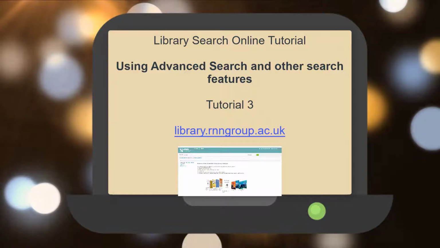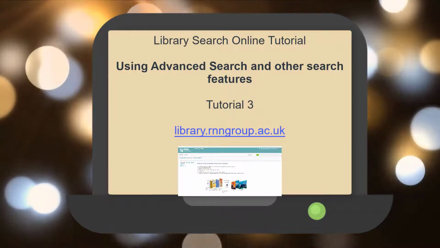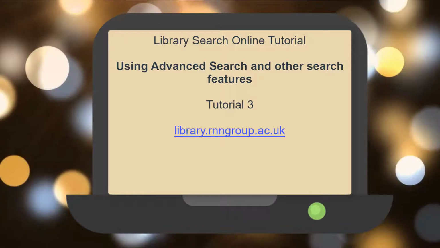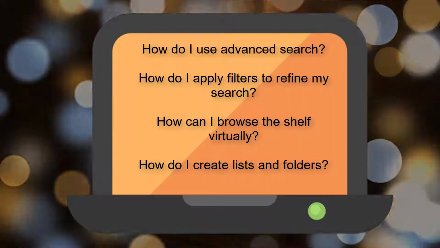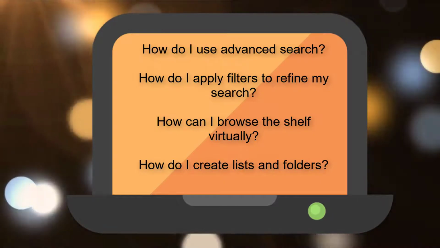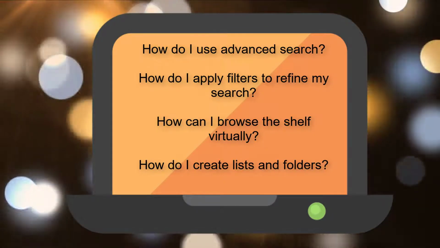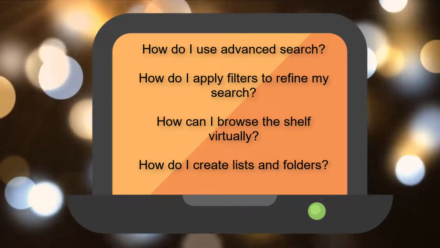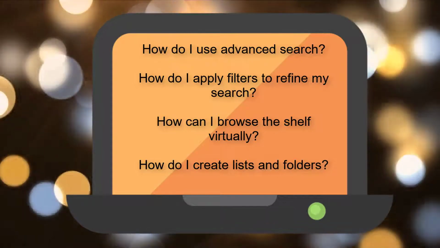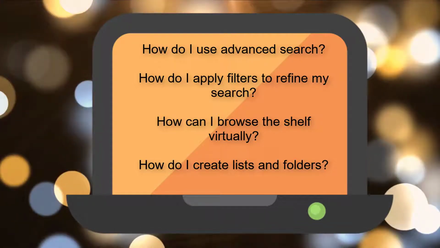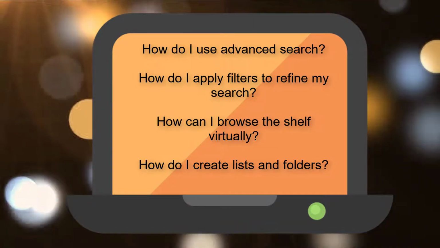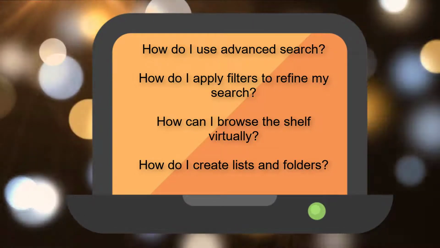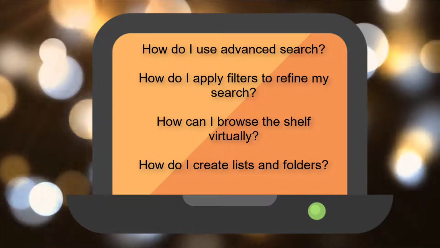Welcome to this RNN Library Service tutorial introducing Advanced Search and some of the other features our new Library Search Online catalogue offers. This tutorial will cover how to use Advanced Search, how to use filters to refine searches and get better results, how to browse the shelf virtually, and how to create lists and folders with the searches you have completed. All of which should help you to find the resources and information you need more effectively.